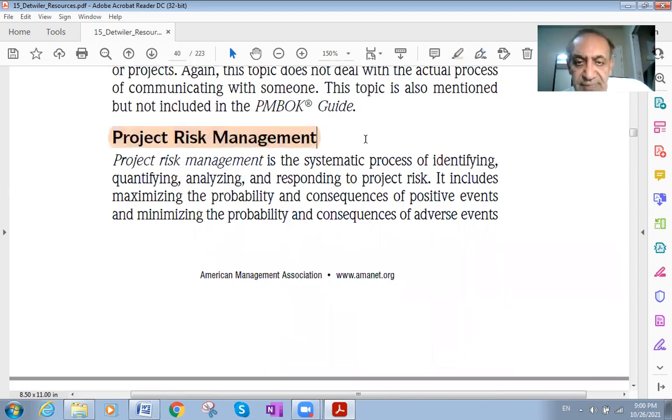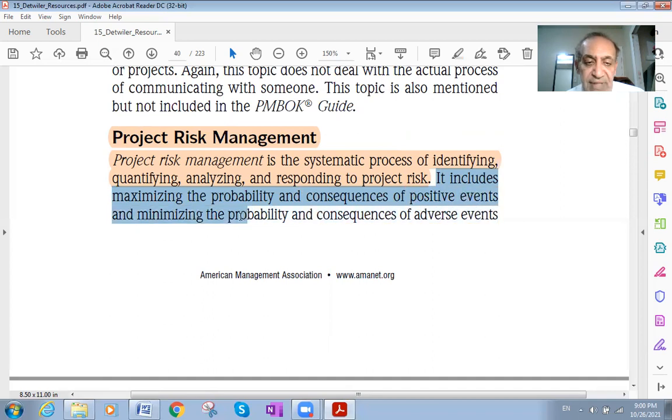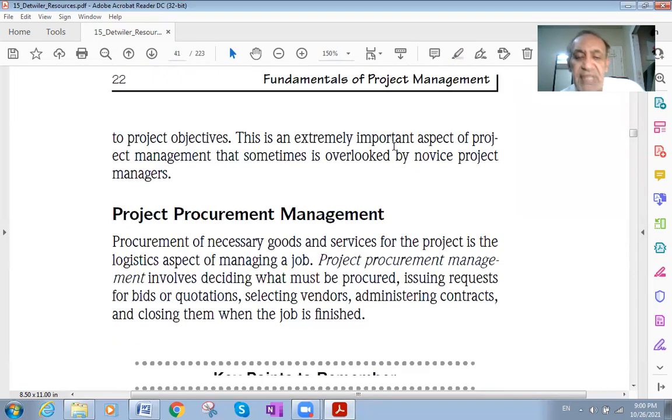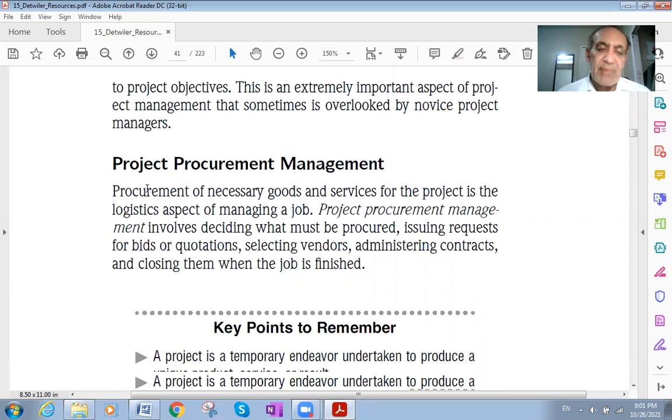Project risk management. Risk is what is happening in the environment, or by other meaning, the hazard, or the danger, or the difference, the gap between expected results and real results. Project risk management is the systematic process of identifying, quantifying, analyzing, and responding to project risk. It includes maximizing the probability and consequences of possible events and minimizing the probability and consequences of adverse events. So we will see a part about how to deal with risk in a project.